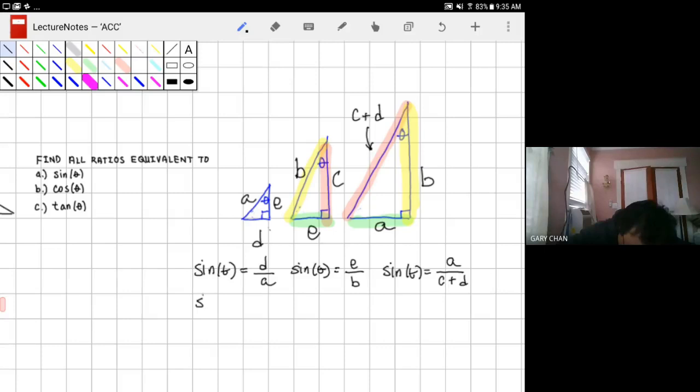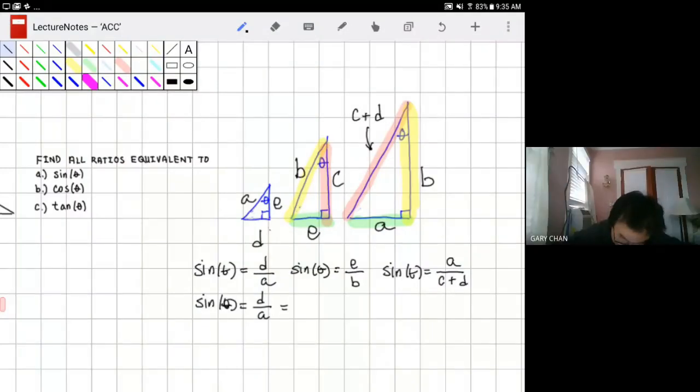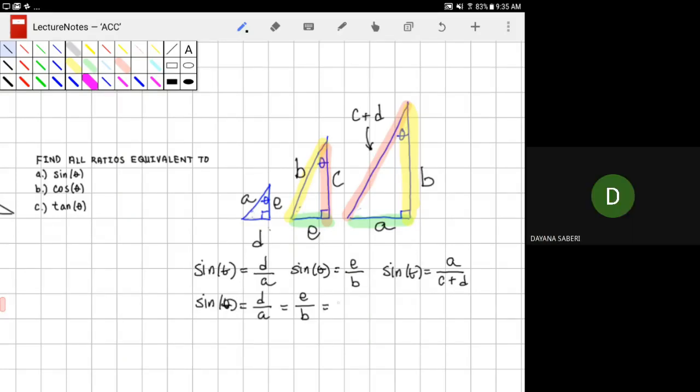Sine of theta will equal D over A. Diana, what will D over A also equal? Speak up. E over B. E over B. And lastly, B plus D.